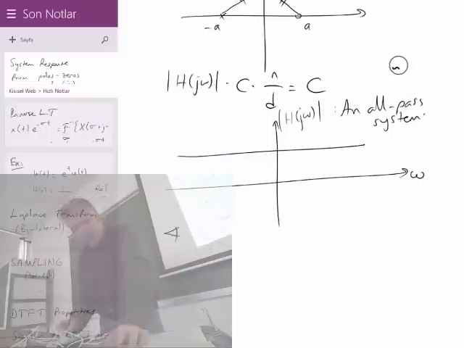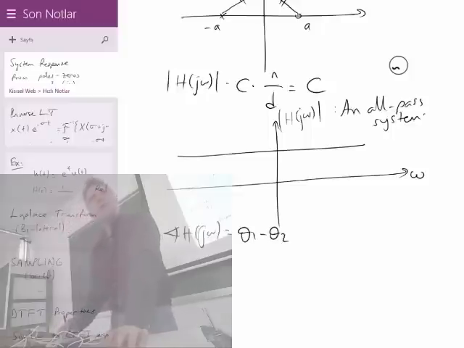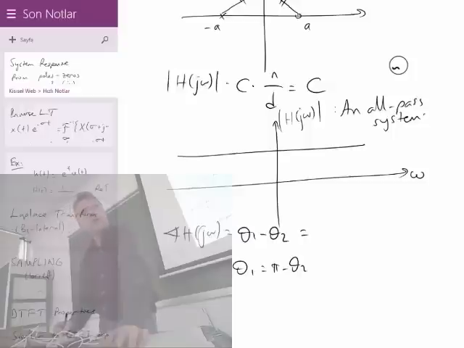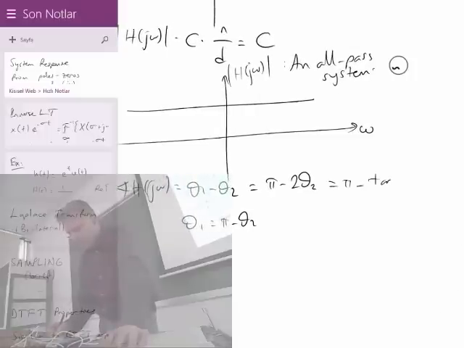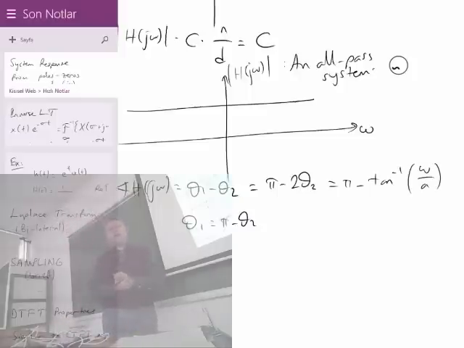As a matter of fact, the angle of H of j omega is equal to theta 1 minus theta 2. Theta 1 is the angle of the zero. Theta 2 is the angle of the pole. And theta 1 is equal to pi minus theta 2. They are also symmetric. These two angles are complementary. Theta 1 plus theta 2 is equal to pi, in other words. Therefore, we can write it as pi minus 2 theta 2, which is equivalent to saying pi minus 2 arctangent omega divided by a. So, as you see, with omega, the angle, the phase term changes. It is not a constant phase or a zero phase system.